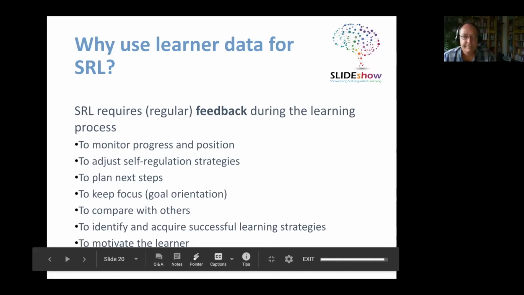What are the benefits of using learning data, learner data, or learning evidence for SRL? SRL requires feedback, as we know, because it monitors a process of learning. So it requires regular feedback during the learning process. The learner data and the analytics support this in the way that it allows you to monitor progress and your actual position in the learning path better and more accurately.